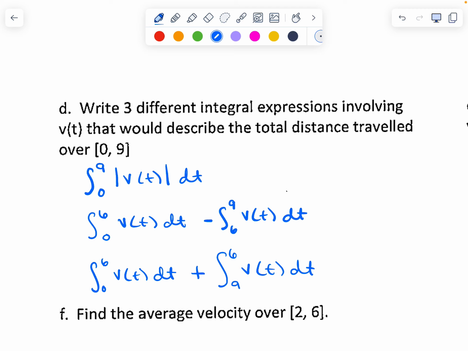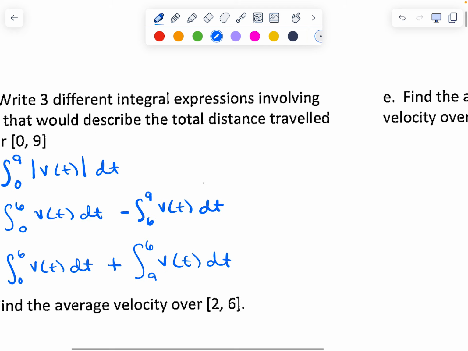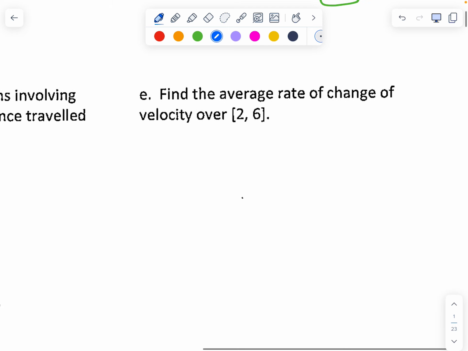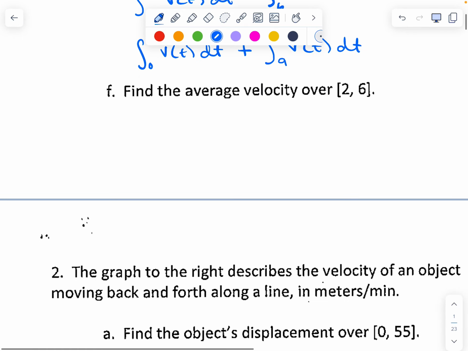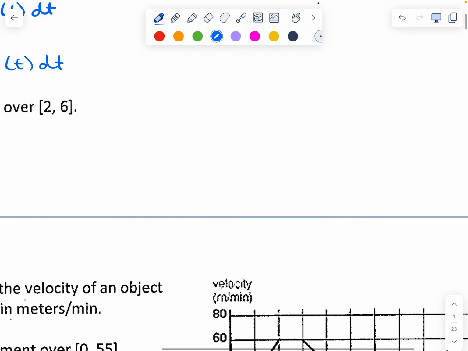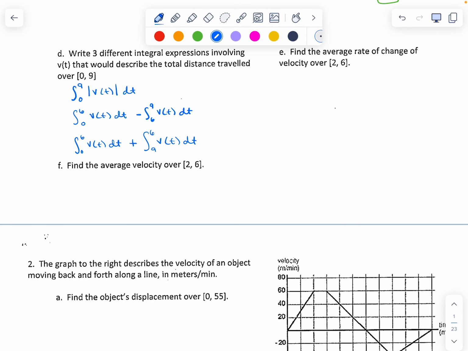Okay, now please promise me you will not lose your minds on this next one. No. The next 2, everybody stay calm. Don't make this more complicated. E is average rate of change, and F is average velocity. Pop quiz. Do you remember how to do those? Ugh. Oy. Ugh.